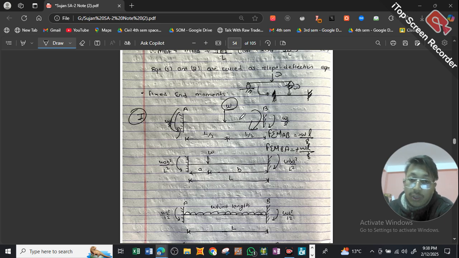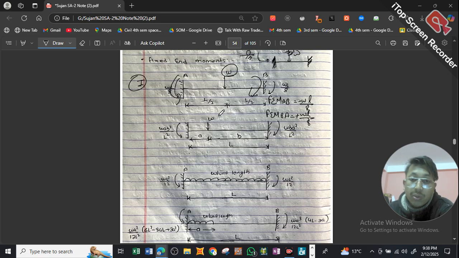Similarly, if the point load is not acting at equal distance, let's say it is acting at distance A from one side and distance B from the other, in that case it will be WAB square divided by L square and WBA square by L square. So fixed end moment AB will be minus WAB square by L square, while fixed end moment BA will be WBA square divided by L square. So you need to remember all these formulas.